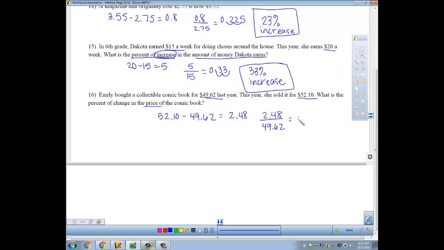And that's going to get you about 0.049. Move the decimal over twice to get 4.9, which rounds to about 5%. It went from $49.62 up to $52.10, so that is an increase.